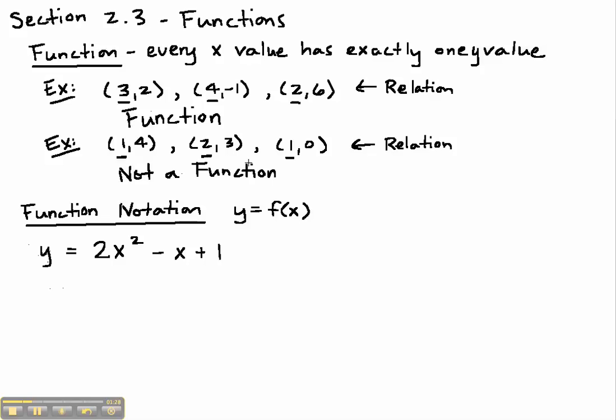Once we determine whether we have a function or not, we want to tell others that this is a function. And we do this by function notation. We are going to replace the y value with f of x. And this simply tells us that it's a function. So, taking my example, y equals 2x squared minus x plus 1, I'm going to erase my y value and replace it with f of x.